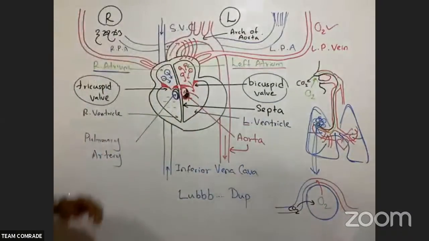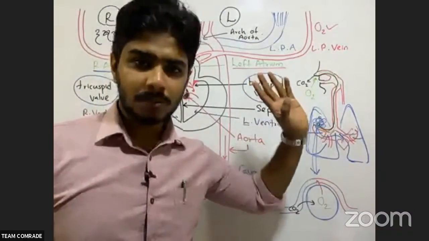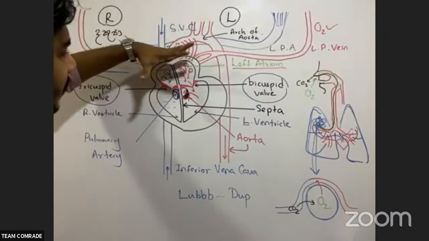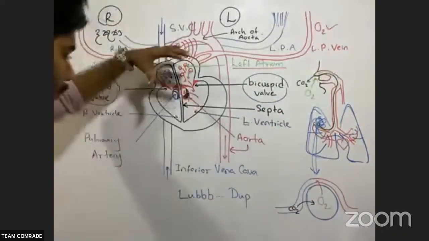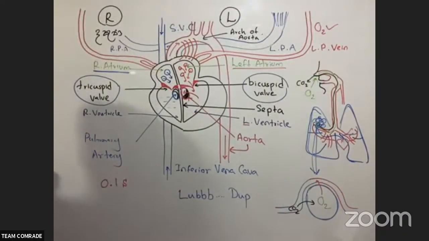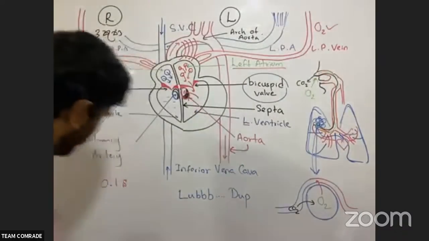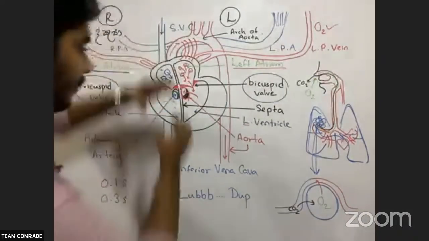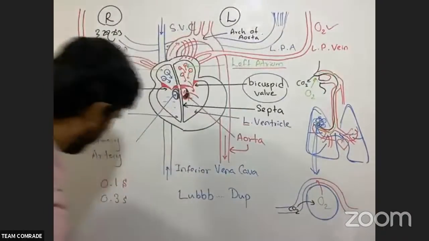Fine. Now, do you think this is getting a lot of time? No, just a few milliseconds. To contract the atria, this is working until you die. For atrial contraction, it gets only 0.1 seconds. For ventricular contraction, it gets only 0.3 seconds. And for total relaxation, it is 0.4 seconds.